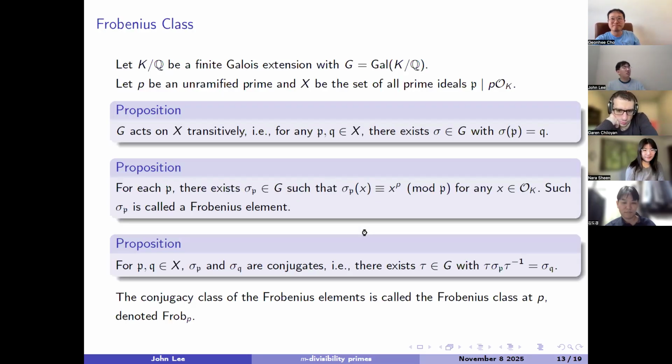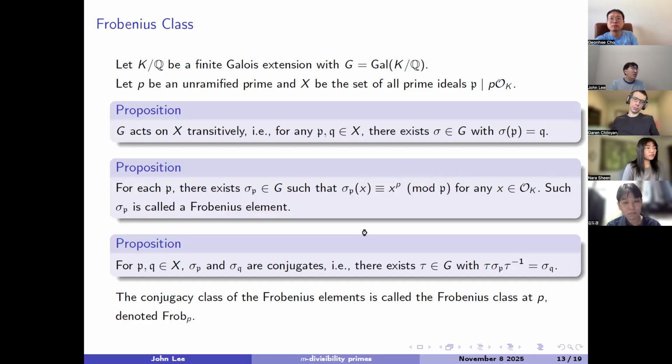Okay, so now let's talk about the Frobenius class. This is quite dense information, but I'm just trying to summarize as much as possible. So if you get confused, you can always ask me, or you can revisit the textbook. I'm just trying to introduce the minimal amount of knowledge to talk about the Chebotarev density theorem.